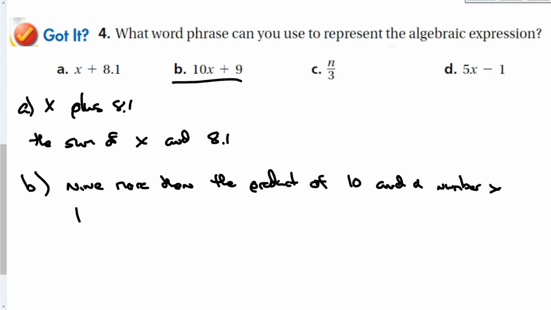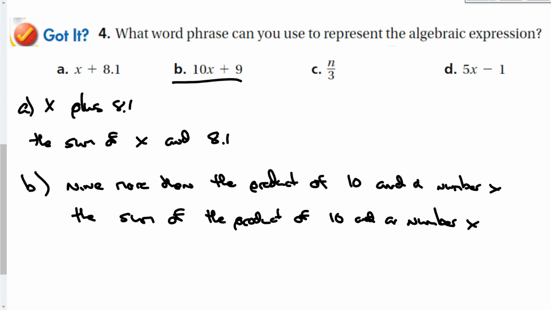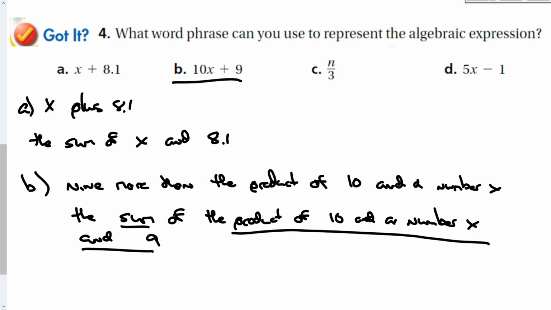Or we can say that as the sum of, so I'm going to add two things together. What are they? The sum of the product of 10 and a number x and 9. So if you look carefully there, I said the sum of two things, this and that.